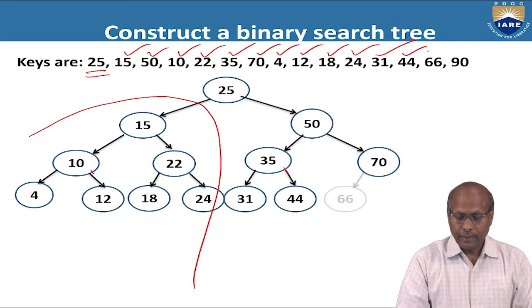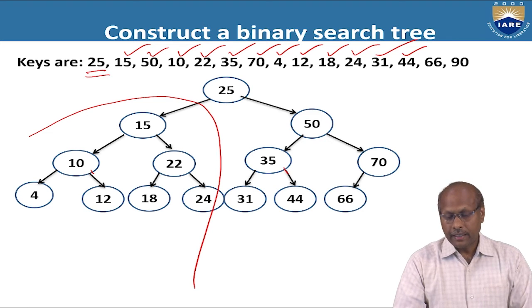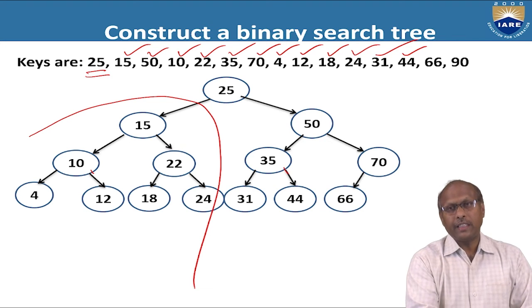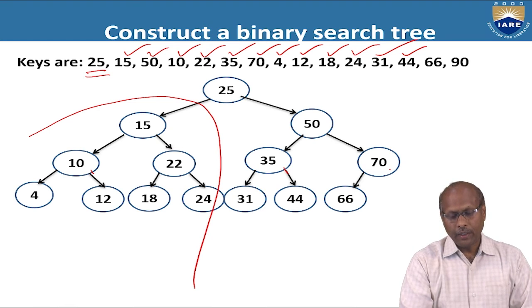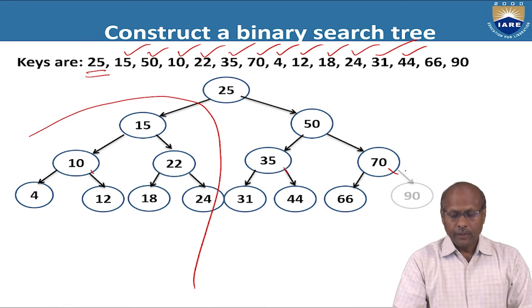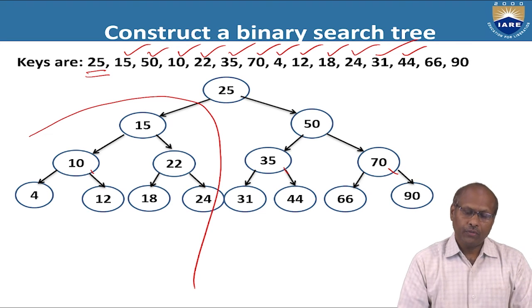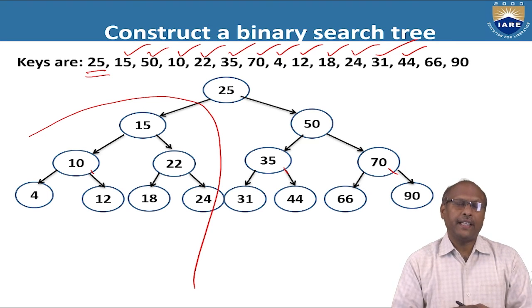Next 66. 66 is less than 70. Similarly 90. 90 is greater than 25, go right side, greater than 50, greater than 70. So right of 70. So this is the way the data will be stored in the binary search tree.